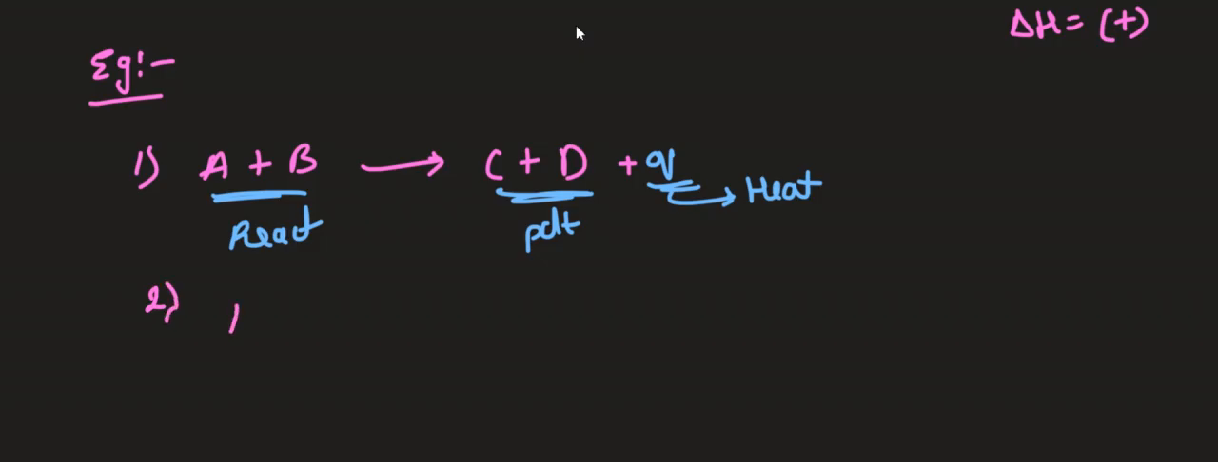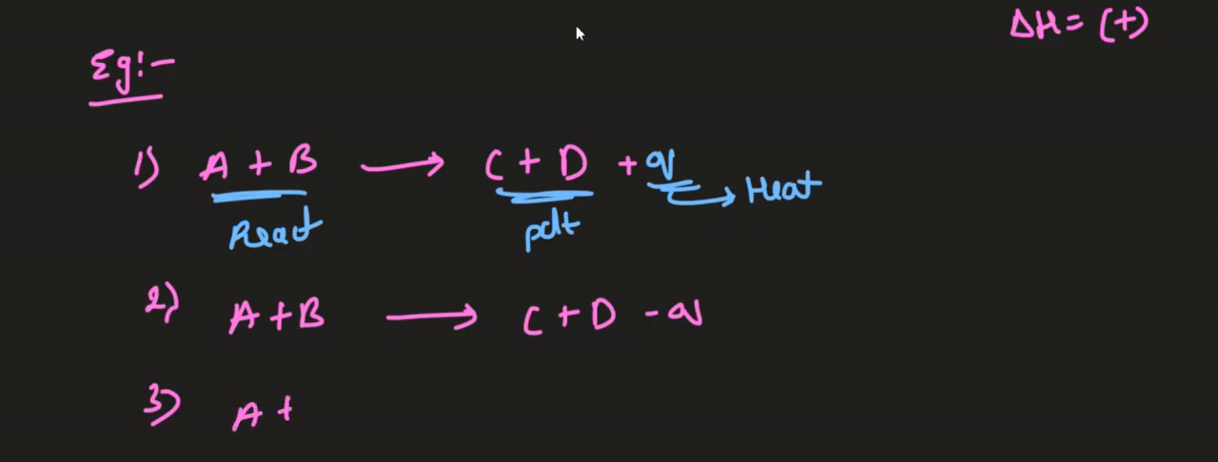The second example is A plus B gives C plus D minus q. Next, the third example: A plus B gives C plus D, delta H is equal to negative.